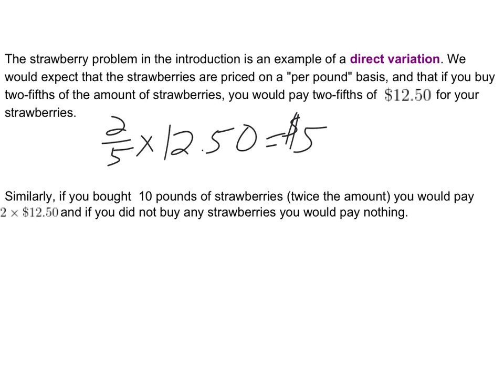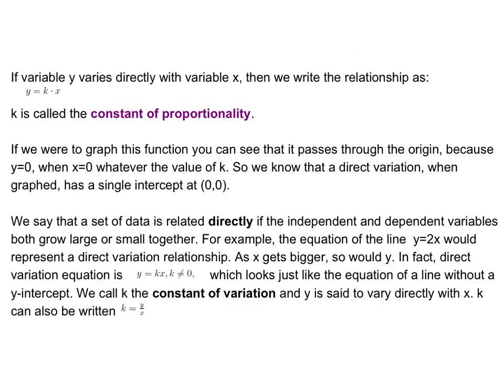Similarly, if we bought 10 pounds of strawberries, or twice the amount, you would pay 2 times that $12.50, which would be $25. And if you did not buy any strawberries, you would pay nothing, or $0. So if variable y varies directly with variable x, then we write the relationship as y is equal to k times x. K is called our constant of proportionality.